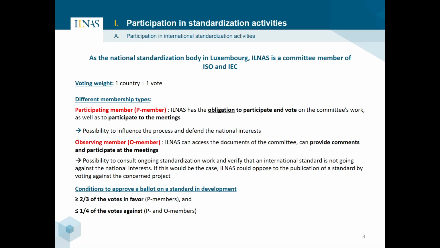So, in order for a decision to be taken, two conditions need to be fulfilled. At least 2/3 of the votes need to be in favor, and there may not be more than 1/4 of the votes against.